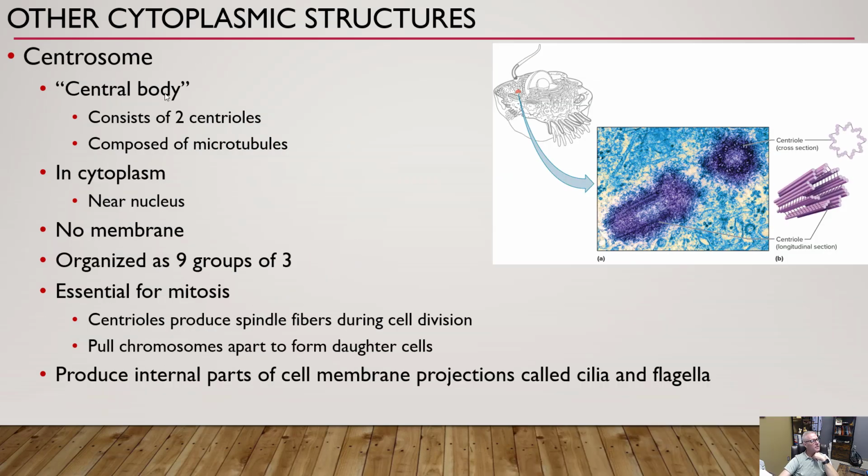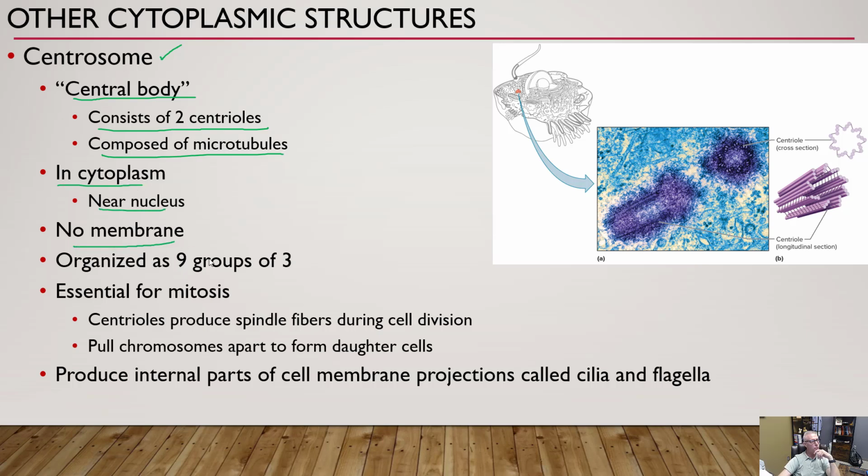Centrioles. We have these things called centrosomes. We also call them a central body. They consist of 2 centrioles. They're composed of microtubules, which we talked about on the previous slide. They're in the cytoplasm near the nucleus.